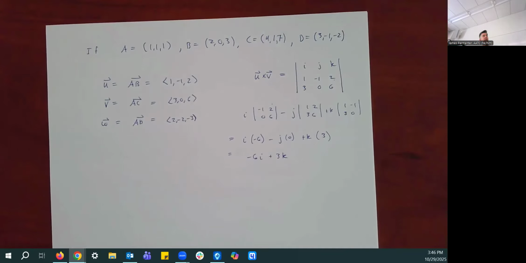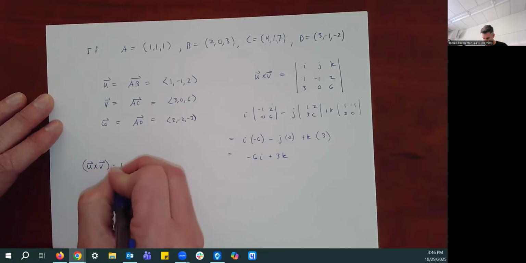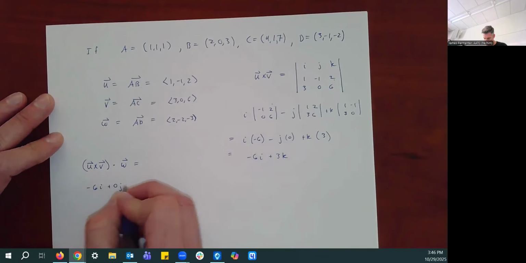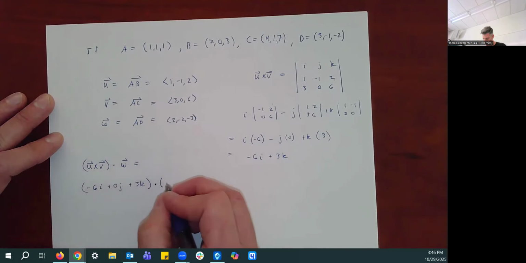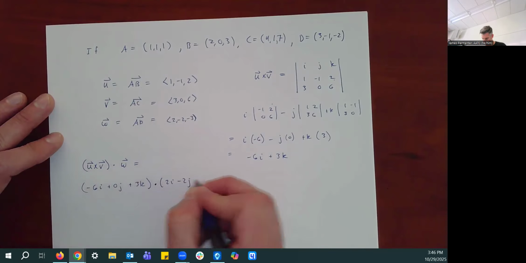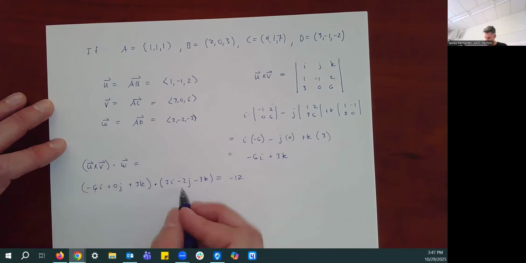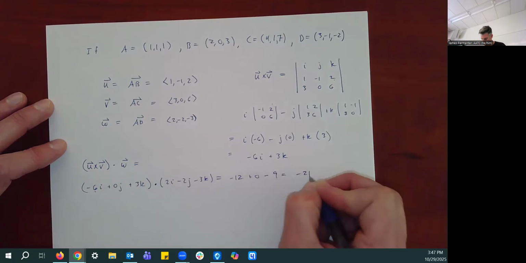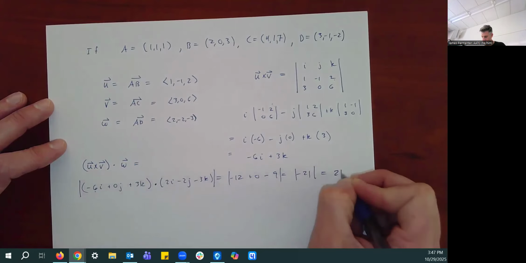And then I'm going to take that vector and dot it with my w. So u cross v dotted with w is going to be that vector, negative 6i plus 0j plus 3k, dotted with my w vector, which is 2i minus 2j minus 3k. And then it's going to be negative 6 times 2 plus 0 times whatever plus 3 times negative 3. That's going to be negative 21. That's why we have to make sure we take the absolute value of that whole thing and get positive 21.